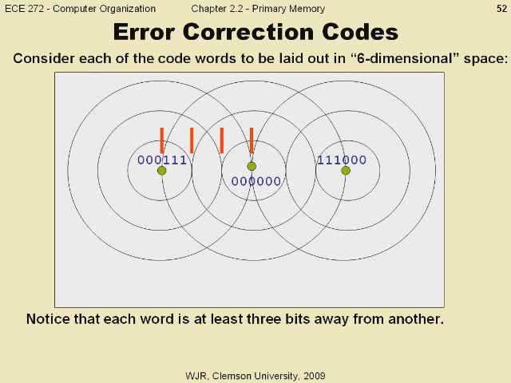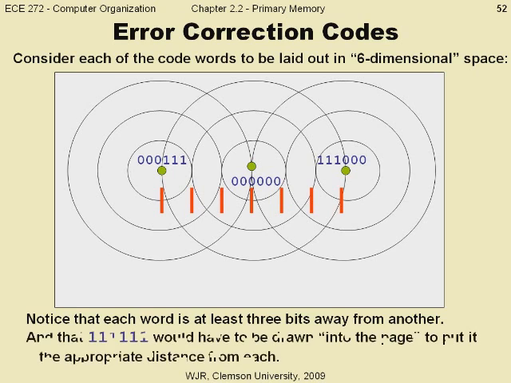For example, 000111 is 3 away from the all zeros code word, and the all zeros code word is 3 away from 111000, and 000111 is 6 away from 111000. Of course, it is too difficult for me to place the all ones code word on this page, because it is 6 away from the all zeros, but only 3 away from the other 2. So I'll just place it down here. This separation of at least 3 bits is crucial in our construction of an error correcting code.